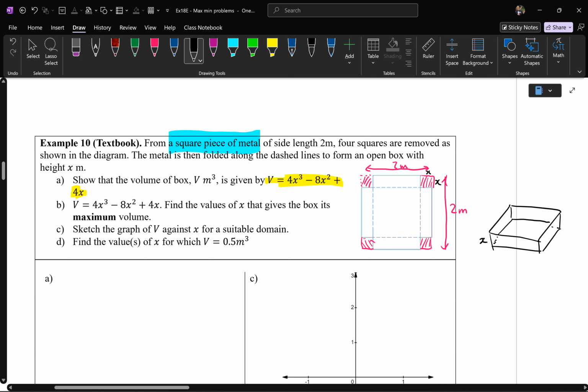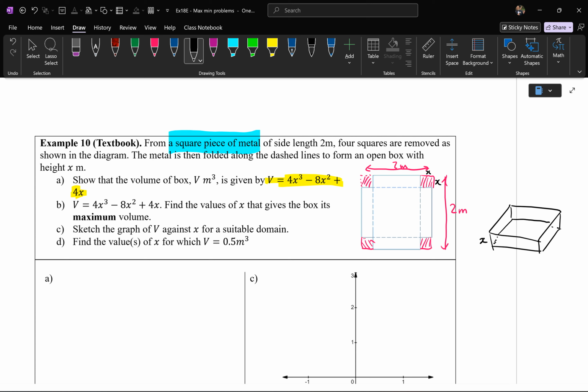What's the length of this box? 2. Close. This is 2 meters. But remember, I remove this amount and remove this amount, and then I folded it up. So this is the base of the box. Question is, how long is the base of the box? Anyone know? It's the application component.